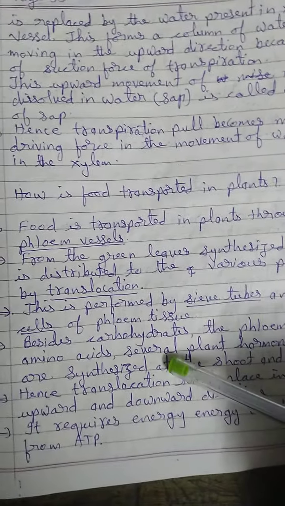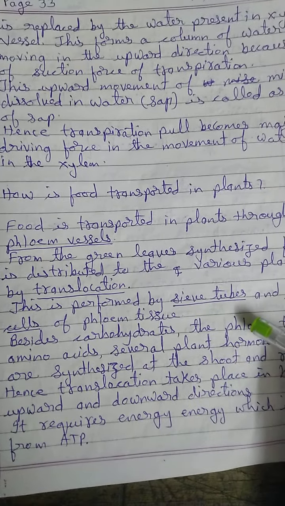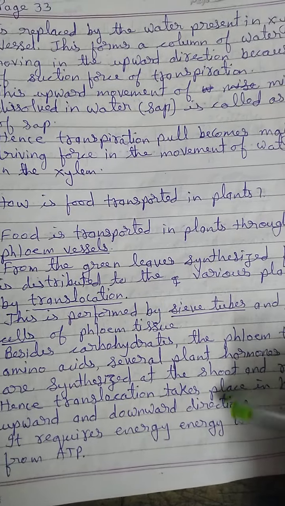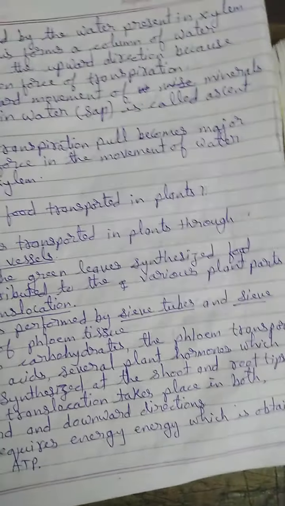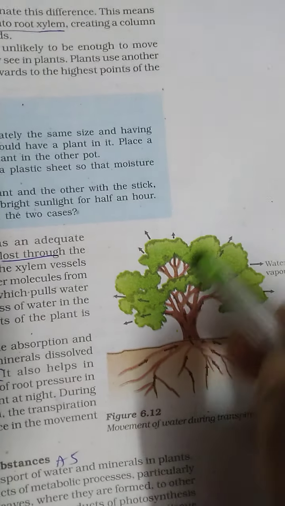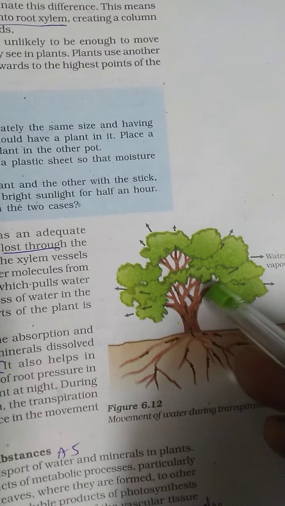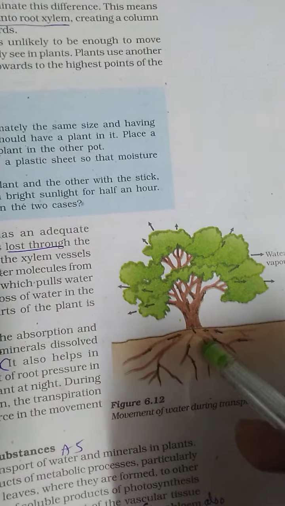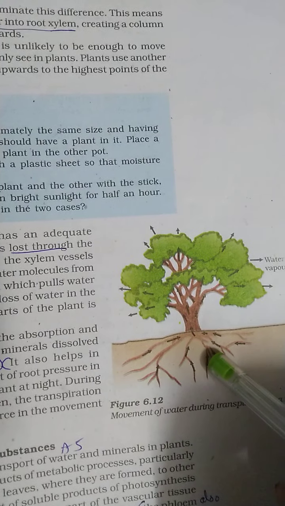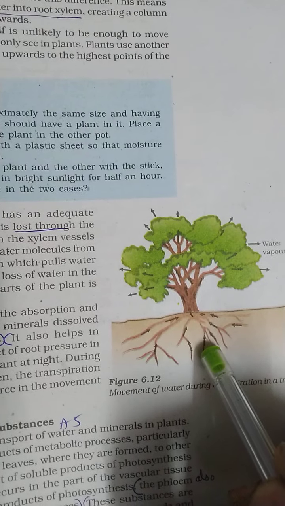So the transportation by the phloem is done in both the ways. Things like hormones are taken from the shoot tip. If certain hormones are synthesized at the tip of the root, they have to be taken from the root towards the leaves. And certain hormones, if synthesized at the tip of the shoot, may be taken from the upper part to the lower part. So the translocation in the phloem goes on in the upward direction as well as downward direction.